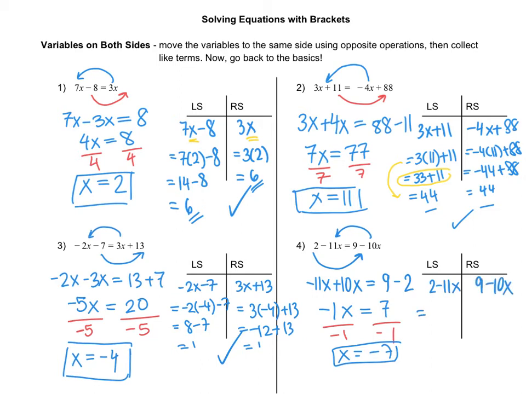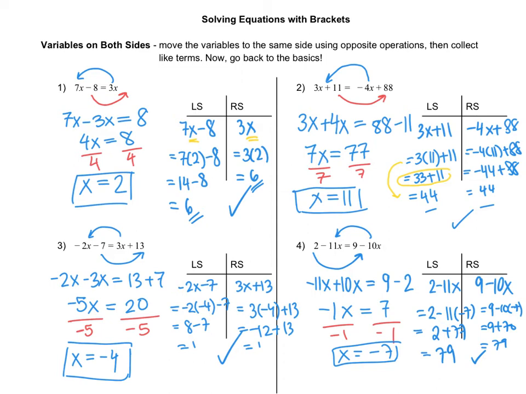Okay, so we're going to do 2 minus 11 times negative 7, which is 2 plus 77, which is 79. And let's see what we get on the right side. 9 minus 10 times negative 7, which is 9 plus 70, which is also 79. So that's great. And that's it for variables on both sides.